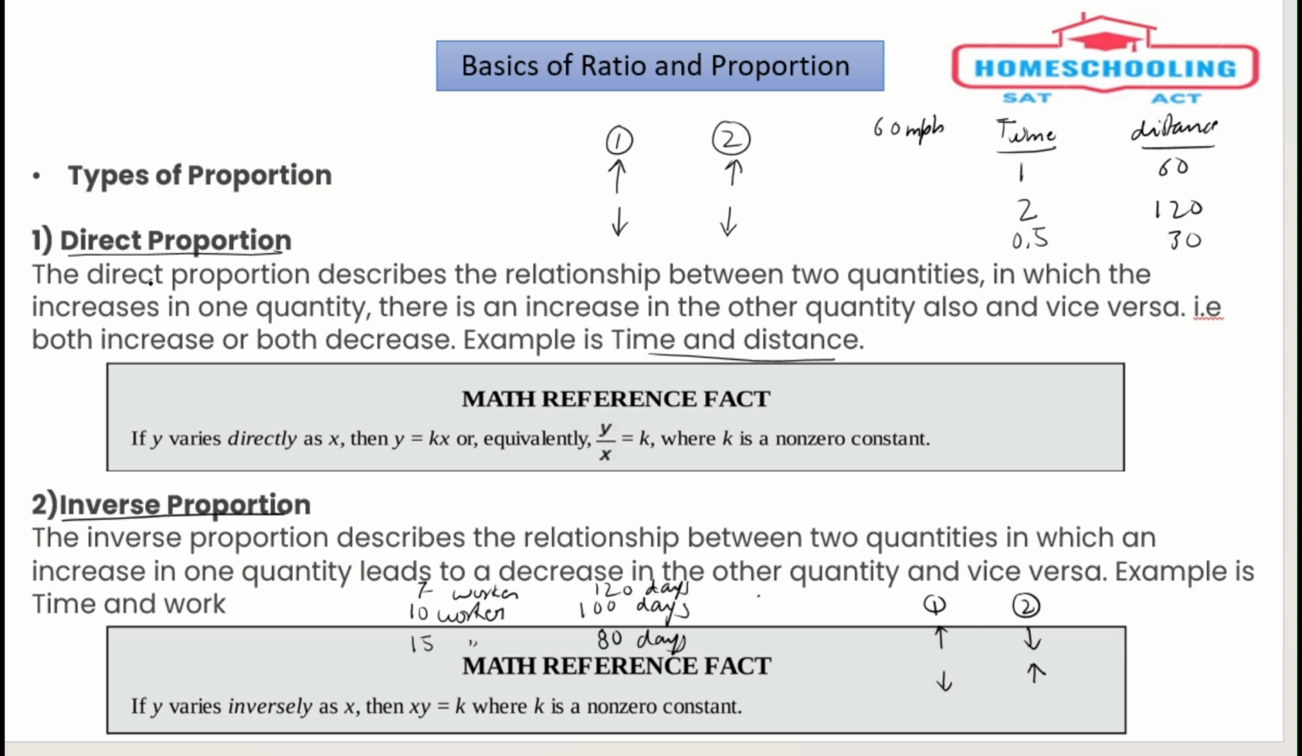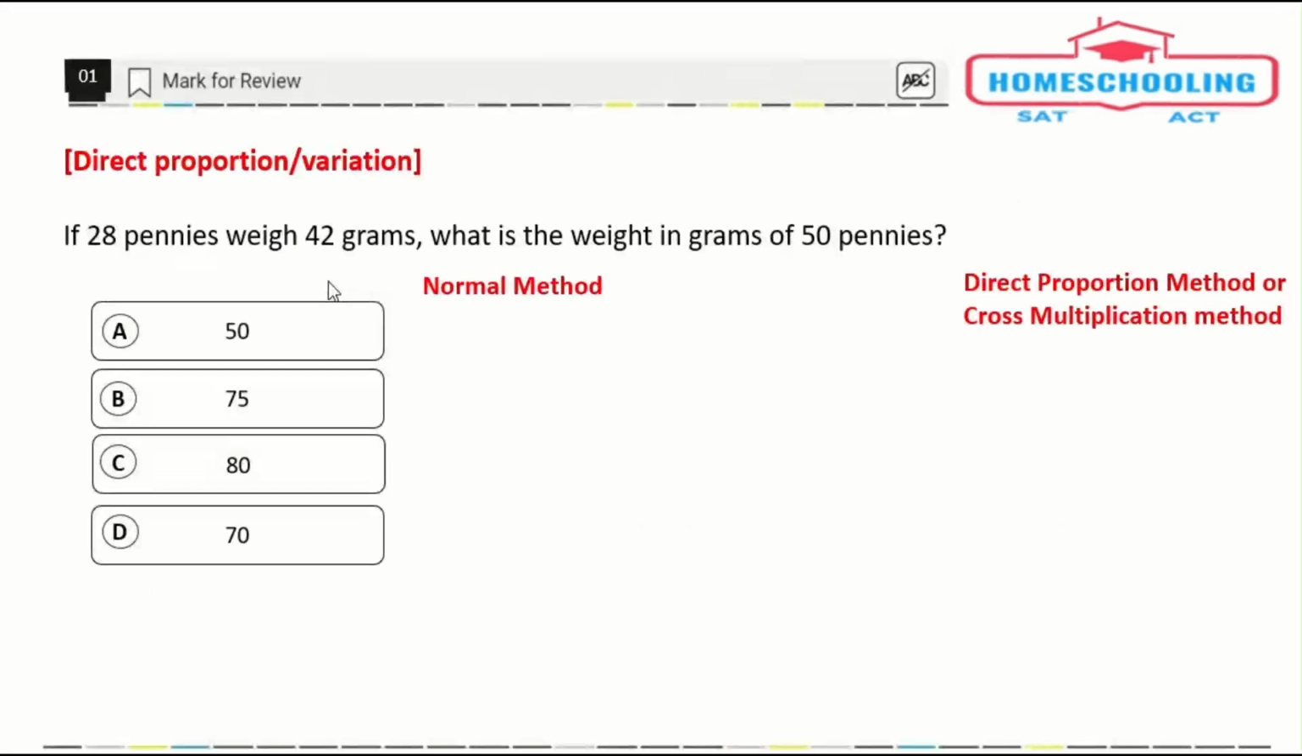Now let's move on to the questions. In the first type of question, that is the direct proportion variation method, question number 1 says: if 28 pennies weigh around 48 grams, what is the weight in grams of 50 pennies? There are two methods to solve direct proportion questions. First, we will take the normal method, then we will take the direct proportion or cross multiplication method. So let's take the first method first.